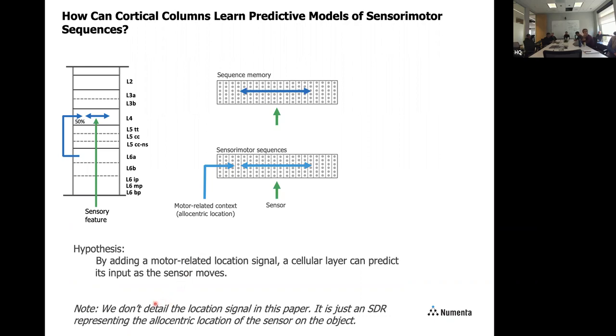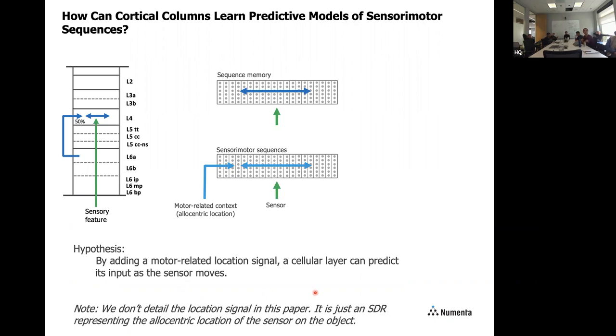So just to recap, in the paper itself, we don't detail the location signal, and we've talked about it a lot since then, and we can have a separate meeting on that if you want. But in this paper, you can think of it as just an SDR that represents the allocentric location of the sensor on the object.